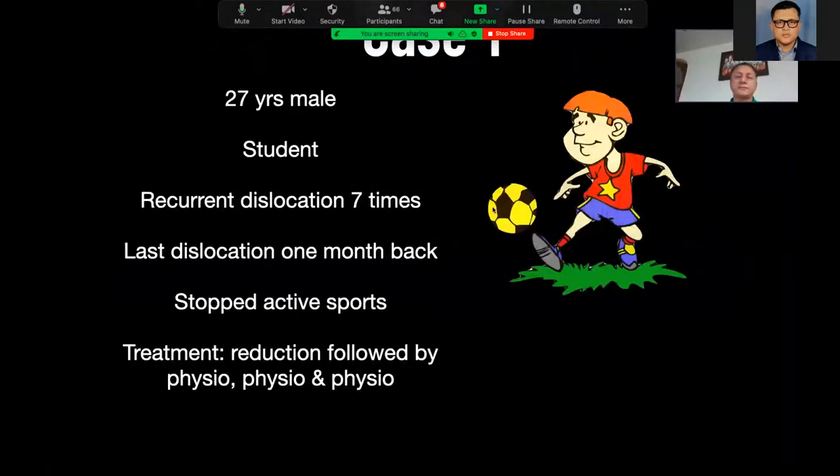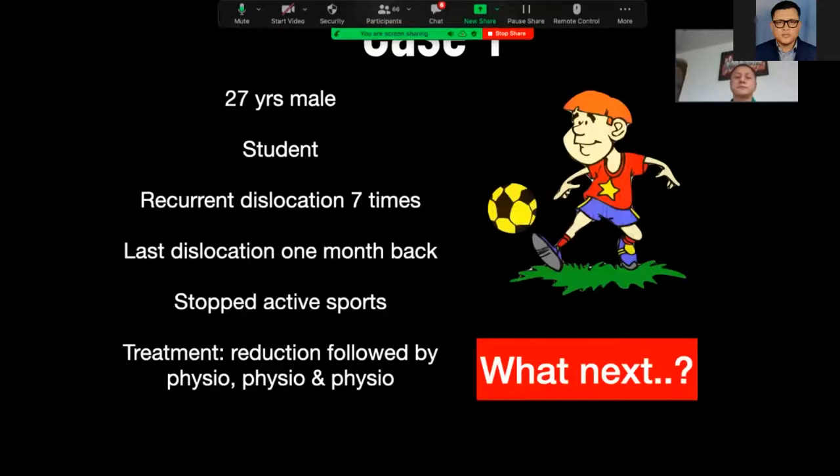I'll go for a case, because at least one case I would like to take. Rajeev, sir, I would like you to take this case. A 27-year-old male student, recurrent dislocation 7 times, last dislocation 1 month back. He has stopped all his active sports because of fear of dislocating. Treatment was reduction every time, followed by physio. He always had recurrent, repeated dislocation, 1 to 2, then it's 7 times.